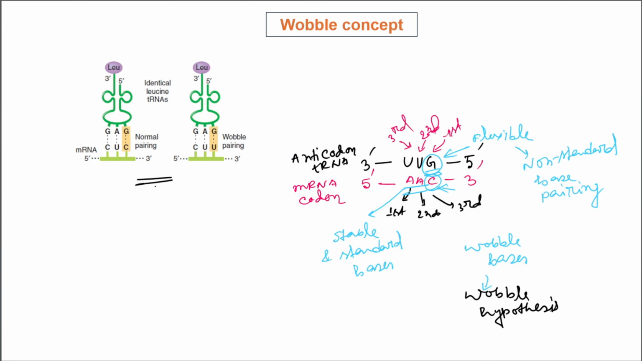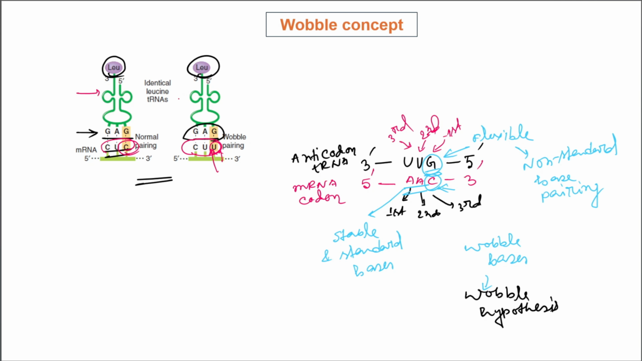So this image displays two identical tRNAs, both carrying the same amino acid leucine, and they have the same anticodon GAG. According to Watson-Crick base pairing, normally the anticodon GAG pairs with codon CUC. So it is the Watson-Crick base pairing. But here in wobble pairing, the same anticodon GAG pairs with codon CUU instead of CUC. So the third base of the codon, this is the third base, that is U, is flexible, and this flexibility allows non-standard base pairing. So G in the anticodon normally pairs with C, but G can also pair with U at the wobble position. So one tRNA can read multiple codons.